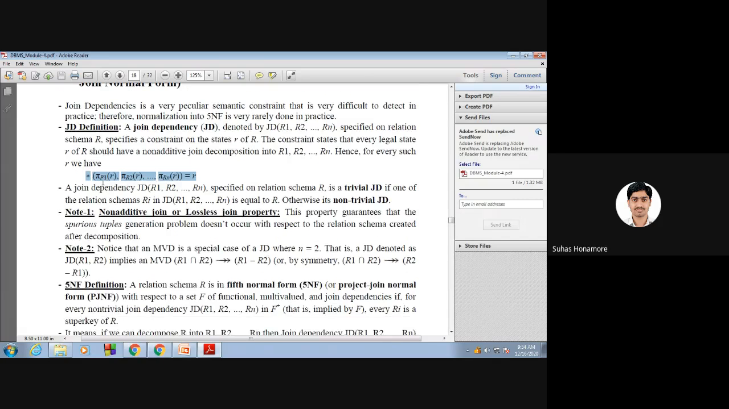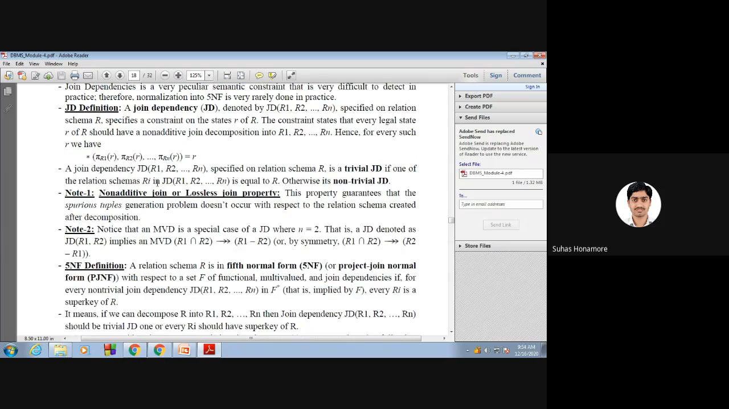This is just a representation of that. How this will be represented, if you already know relational algebra, it's fine. Otherwise we will study relational algebra, and then you will easily understand that this is just a representation of the same thing. In this also, there are two kinds: a trivial join dependency and a non-trivial join dependency.